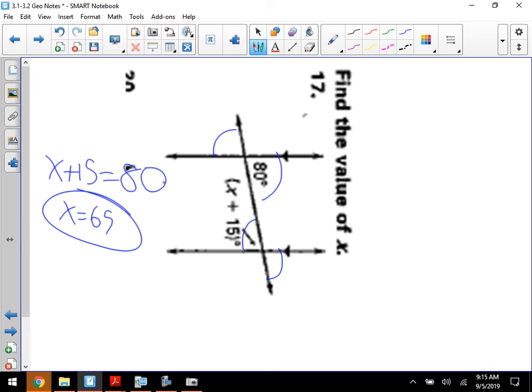Mess with perspective on your sheet. Rotate it around. Make it easier on yourself. That's the big trick.